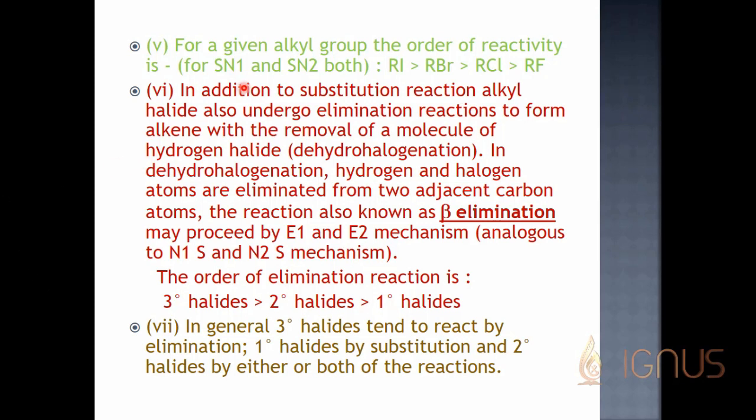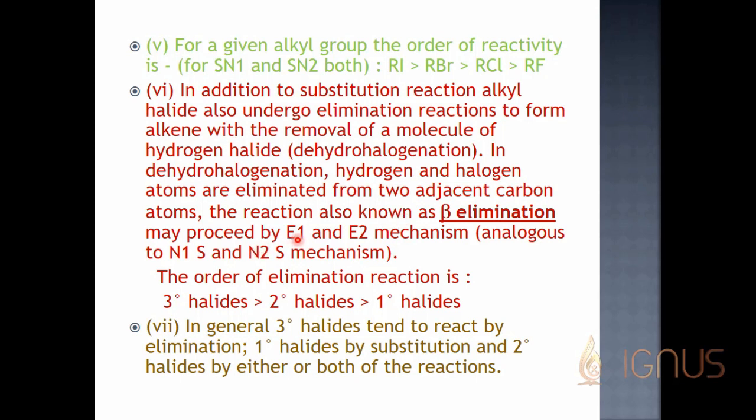For a given alkyl group, the order of reactivity is: alkyl iodide is greater than alkyl bromide, alkyl bromide is greater than alkyl chloride, and alkyl chloride is greater than alkyl fluoride. In addition to substitution reactions, alkyl halides also undergo elimination reactions to form alkenes with the removal of hydrogen halide. This reaction is called dehydrohalogenation, the removal of hydrogen and halogen. In dehydrohalogenation, hydrogen and halogen atoms are eliminated from two adjacent carbon atoms, and this reaction is known as beta elimination. It may proceed by E1 or E2 mechanism.